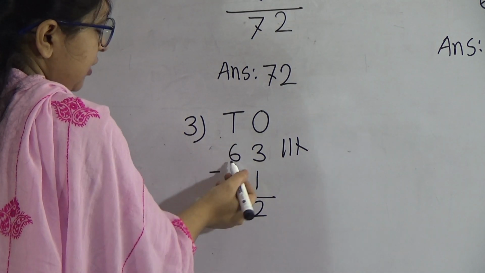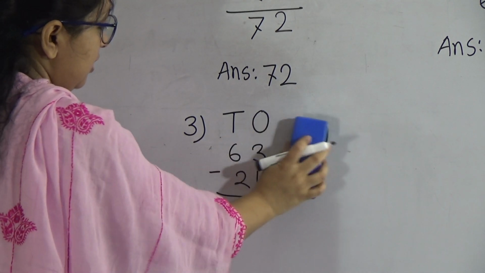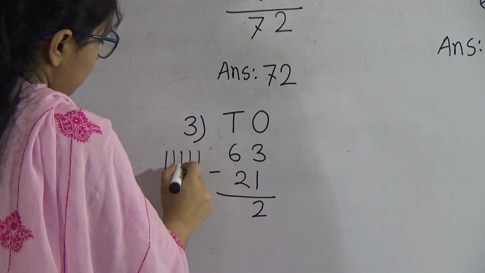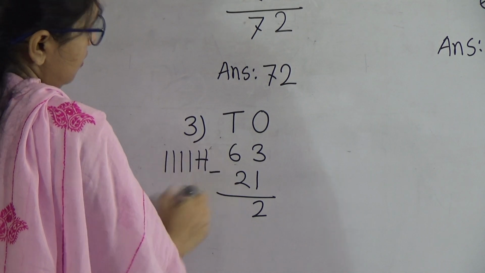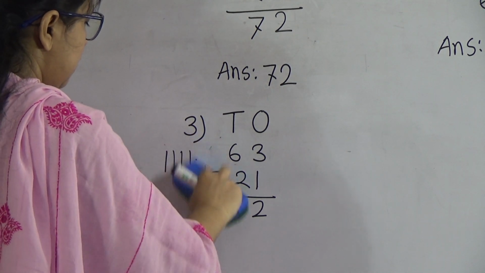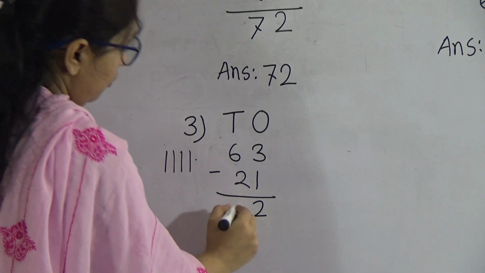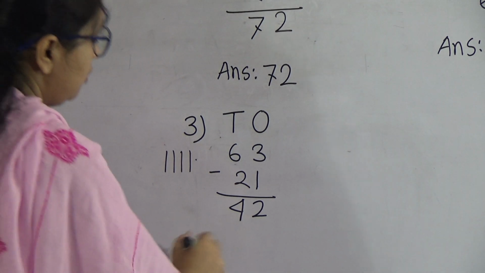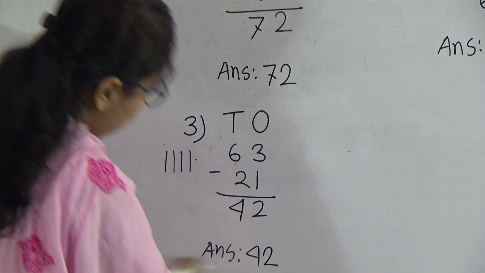Here are our tens position 6 and 2. So you have to subtract 2 from 6. 1, 2, 3, 4, 5 and 6, and you remove 2 sticks. Remove 2 sticks. How many sticks you have left? 1, 2, 3, 4. 4 sticks you have left. So our answer 42.